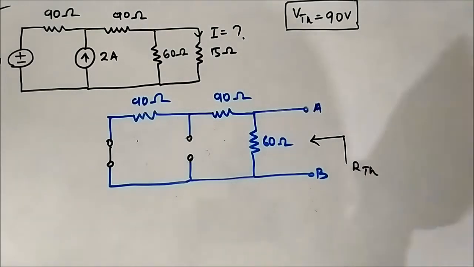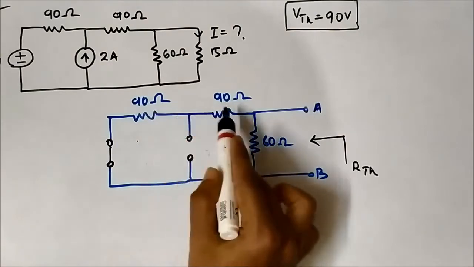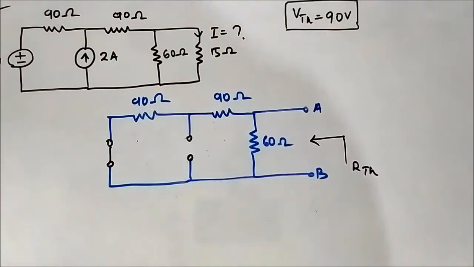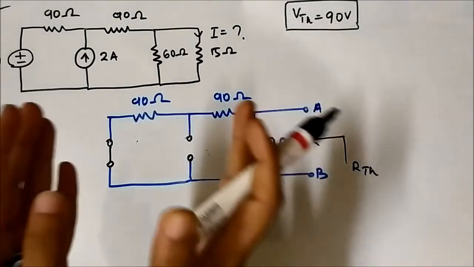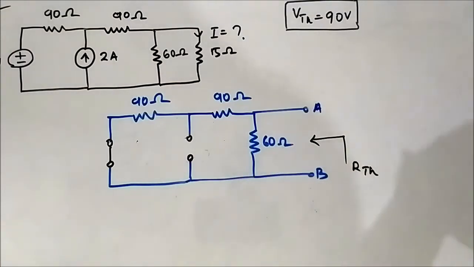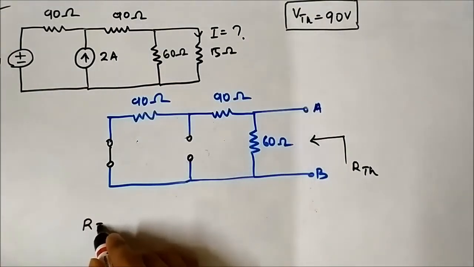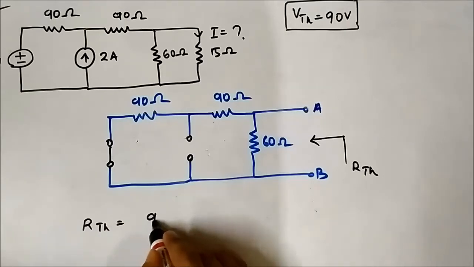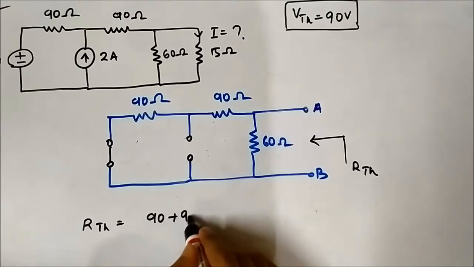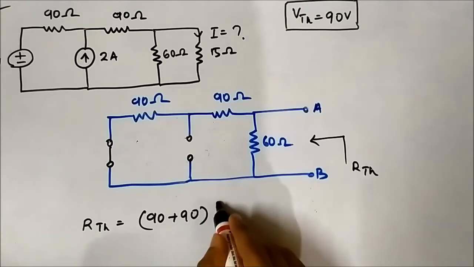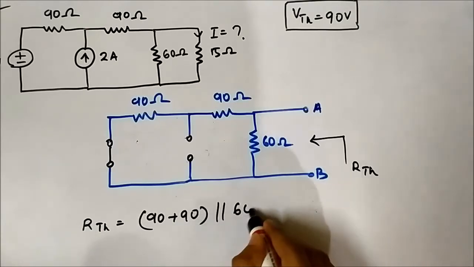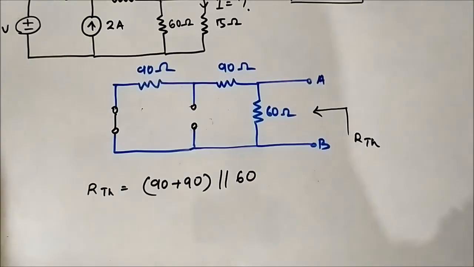So now we have to find out the equivalent resistance between these 2 points. Here we can see 90 ohm and 90 ohm are in series connection. The equivalent resistance is in parallel with 60 ohm. So RTH is simply 90 plus 90 parallel with 60.